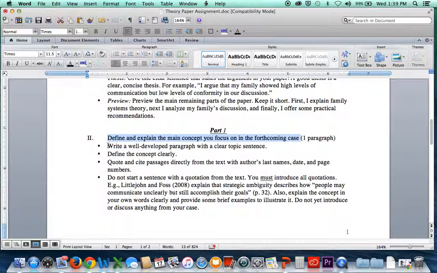So here you're going to write a good topic sentence, define the concept clearly, quote and cite passages directly from the text, and then you're going to explain in your own words.